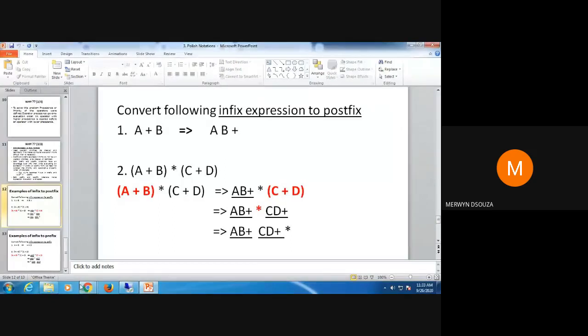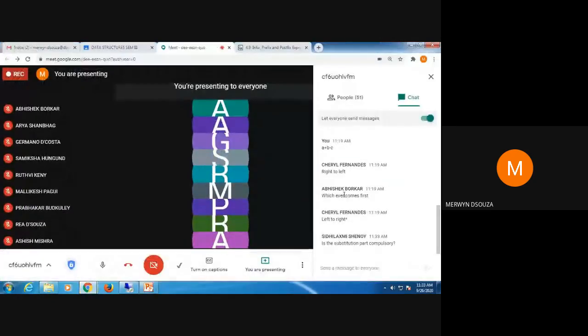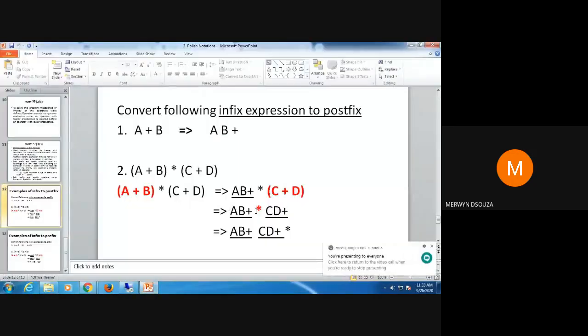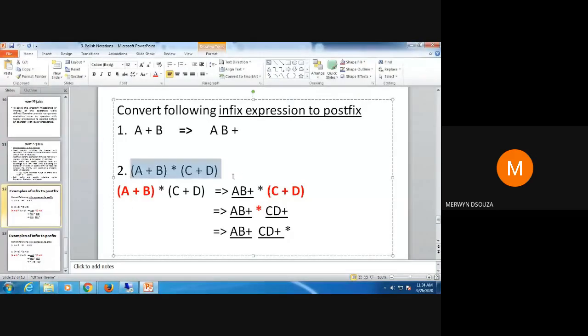So should I go to the next slide? Is it okay? Did you all get it? No, Siddhi Lakshmi, the substitution part is not compulsory. You can solve directly like this, the way I've done it on the slide. But it's important to show it stepwise, because you're not going to get those 6 marks for just doing it in one step. I'm sure many of you, maybe all of you, could have done this entire thing in one step. But if you do it in one step, you won't get those marks. Only that you have to take care. Do it step by step like this.